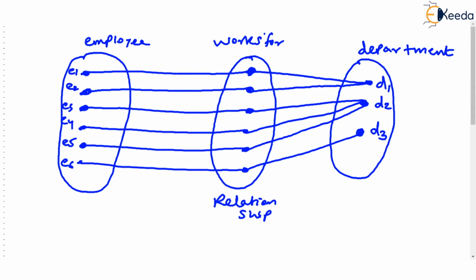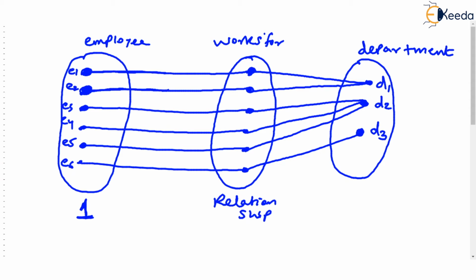Now observe something about cardinality. Which type of relationship is this? One to many or many to one? Think over this. If you see any employee, see the employee set. We have got set of 6 employees. If you see this, you will see that from each element of this set, from each employee, there is only one line coming out. We say employee is one side. This is one side.